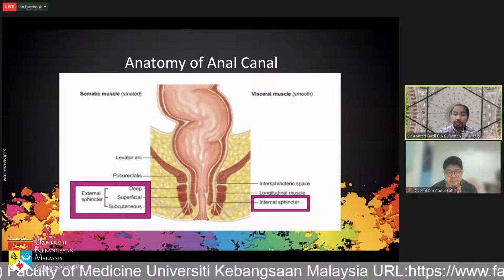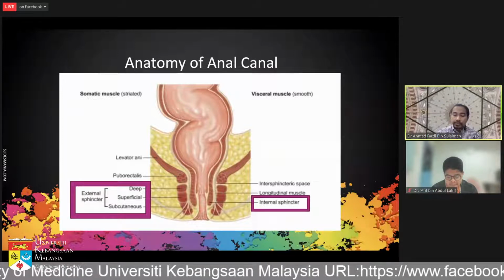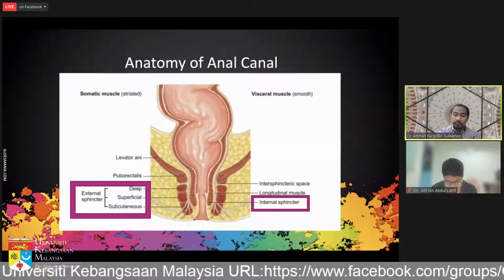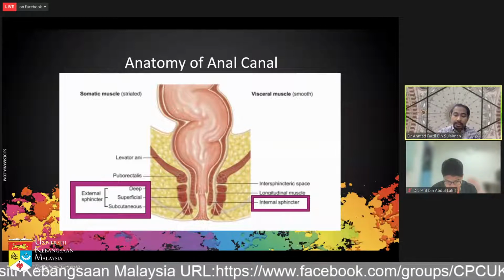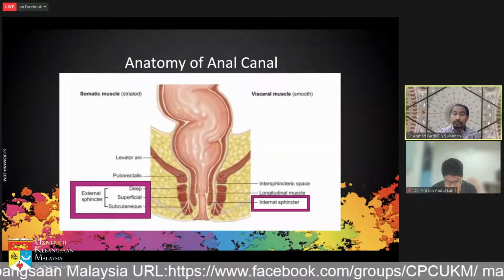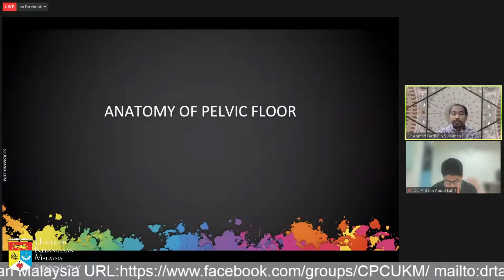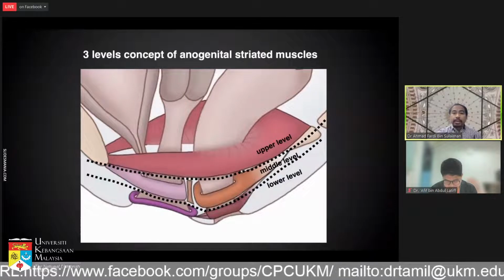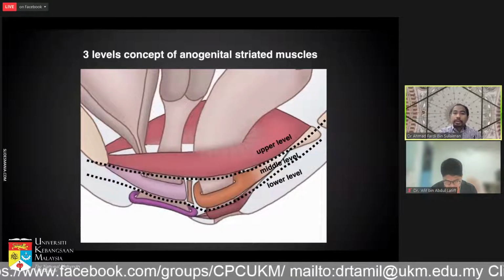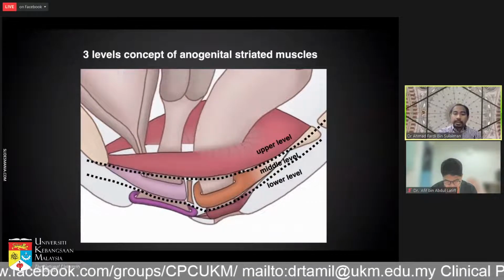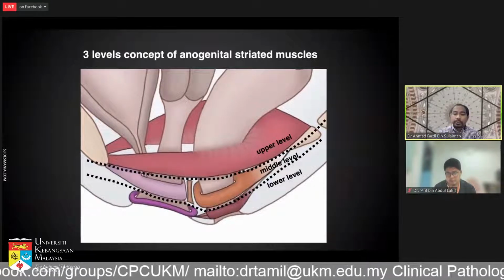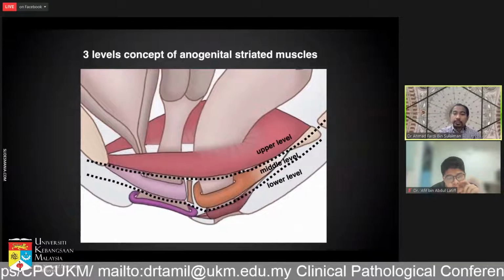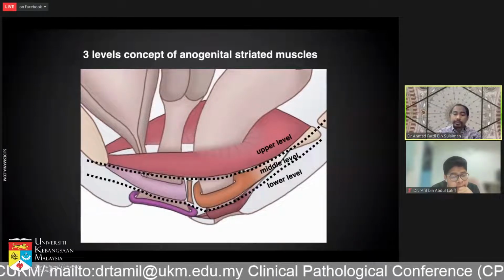For example, the subcutaneous external anal sphincter has fibers that curve from medially, whereas the deep part blends from the internal sphincter and also the levator ani muscles. Next is the structure that we need to know about, the anogenital striated muscles, and it's very important because we need to know the degree of the injury and also how we are going to do the repair.